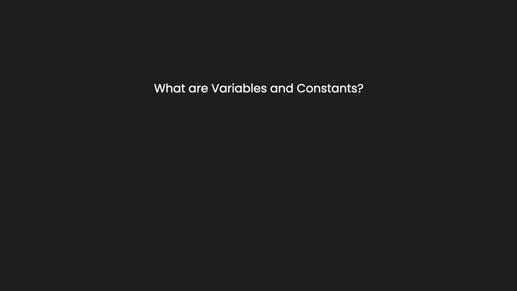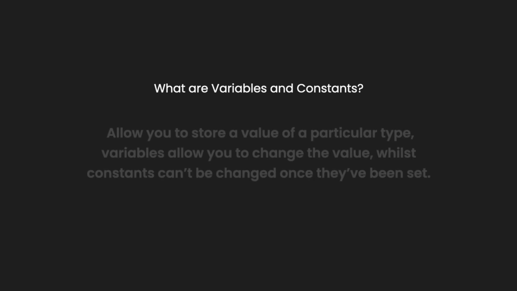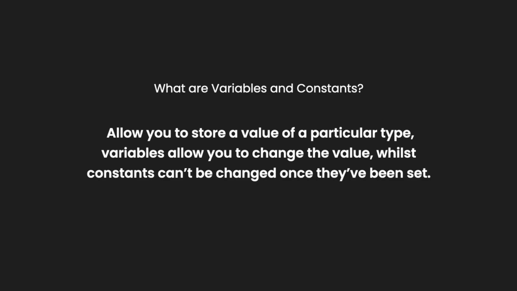So let's start here. What are variables and constants? Well, in programming you'll see the terms variable and constant used a lot. Basically, variables and constants are properties that allow you to store a value of a particular type. Now, this type may be an integer, a string, a boolean, or an array. We'll get more into data types later on in another video, but in this video, we're just going to focus on variables, constants, and computed properties.